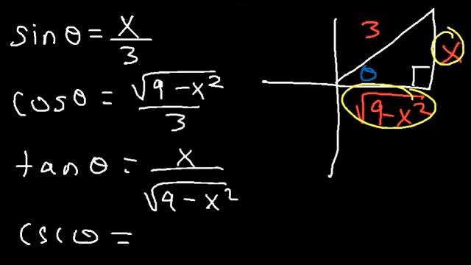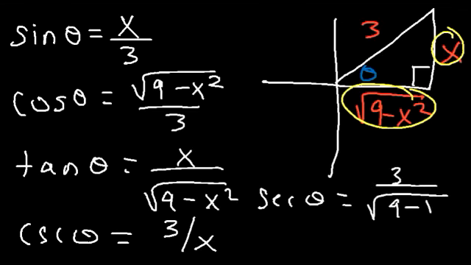And you can easily find the other stuff. Cosecant is the reciprocal of sine, so cosecant is 3 over x. Secant is the reciprocal of cosine. That's 3 over radical 9 minus x squared. And you can rationalize it if you want to. And cotangent is going to be radical 9 minus x squared divided by x.